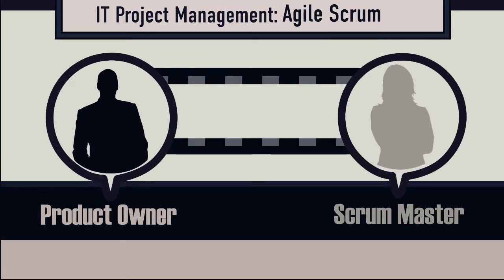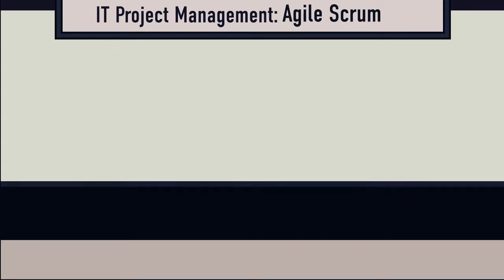Remember that both the product owner and the Scrum Master are servant leaders. They're available to help, but they don't direct or dictate the work.